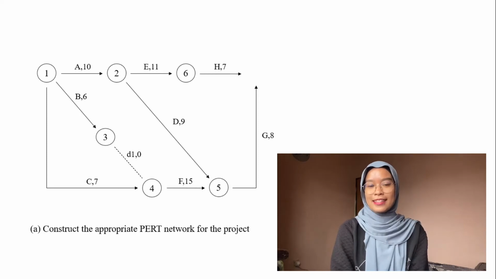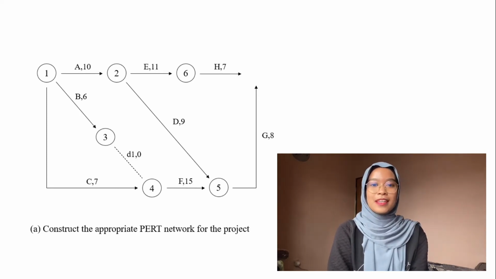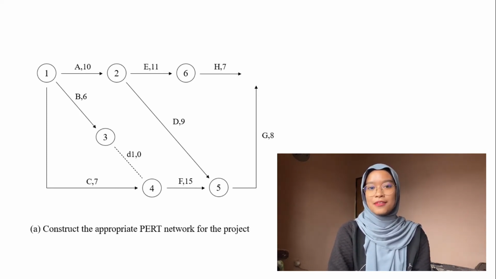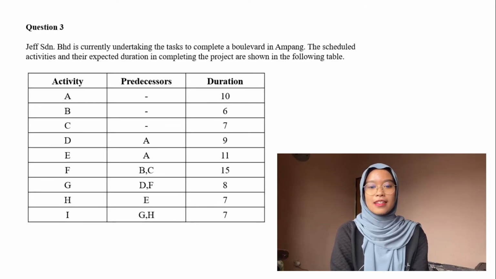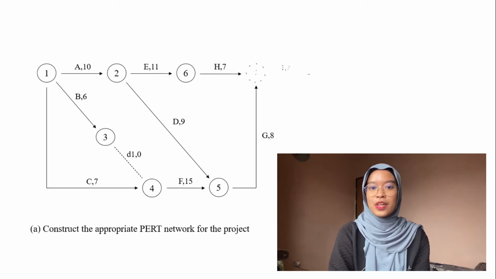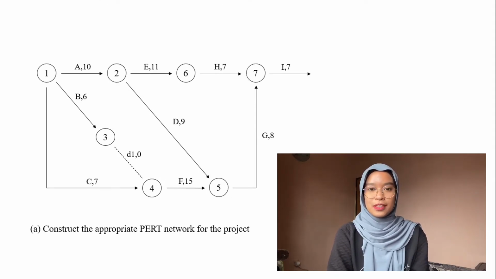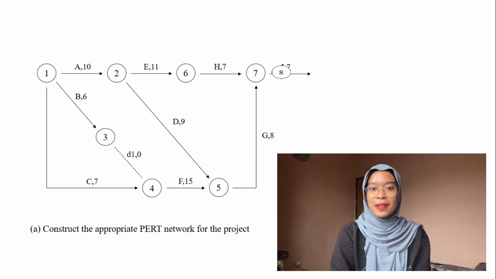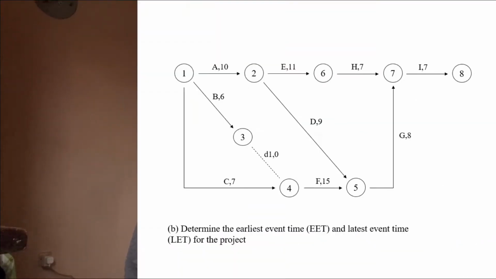Last but not least is activity I. Activity I is the same as activity G. Activity I comes from activities H and G. Therefore, activities H and G can end together with node number 7 and start activity I. And the last node will be node number 8. My friend will explain the next question.